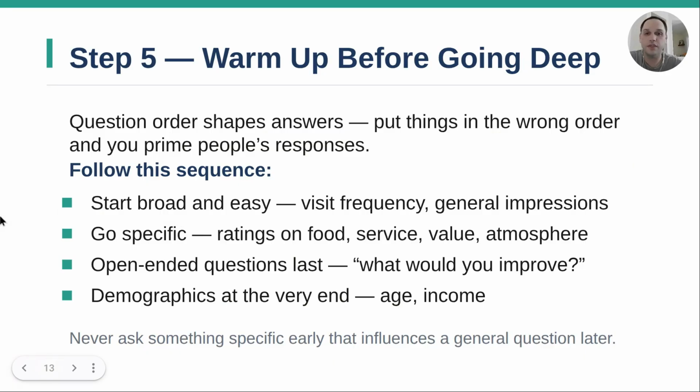Step 5 is question order, and it matters more than most people realize. Questions earlier in a survey can prime how people answer ones that come later. So follow this sequence. Start broad and easy, like visit frequency and general impressions to warm people up. Then go specific with your detailed ratings.